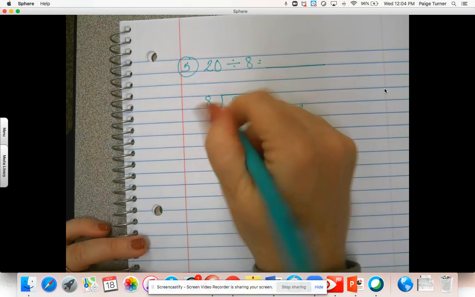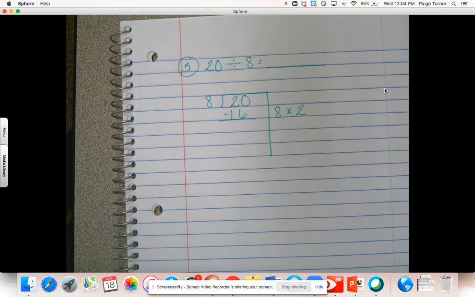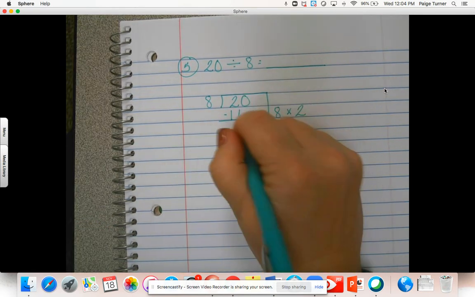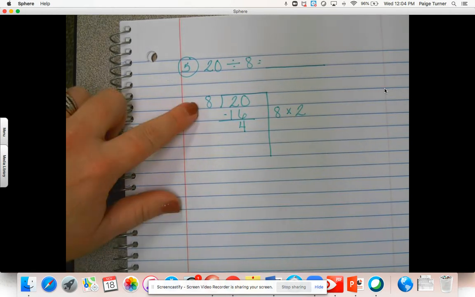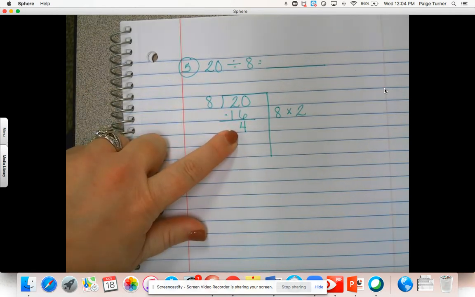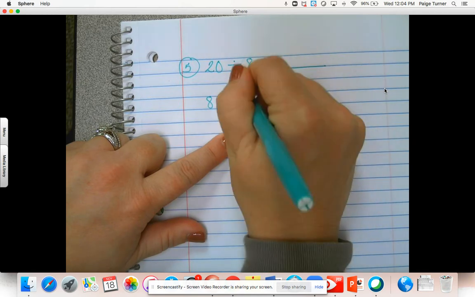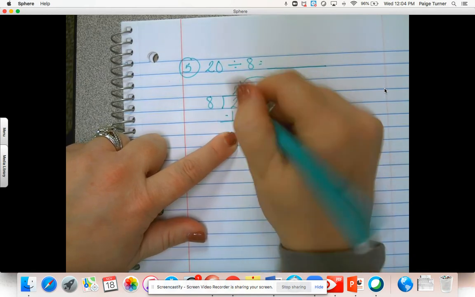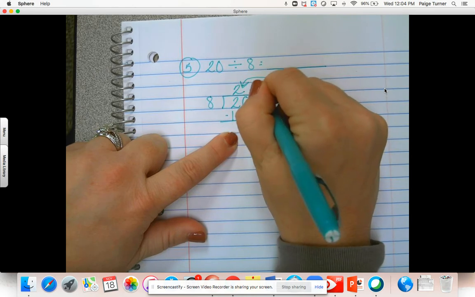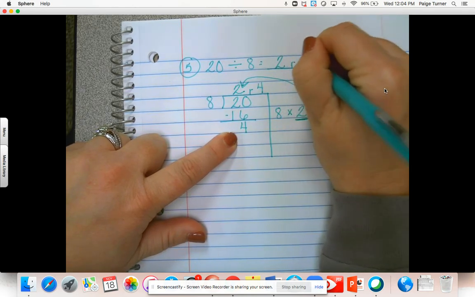And 8 times 2 is 16. So we're going to subtract 16 from 20 and see what we've got left over. Well, what we've got left over is the number 4. And then will 8 go into the number 4? No, 4 is way too small, so we're done. So this is your quotient. We're going to plug it in right here. So that would be 2, and then we have a remainder of 4. So 20 divided by 8 is 2 remainder 4.